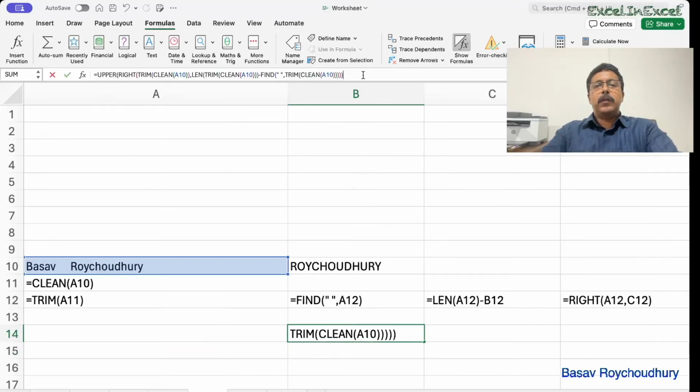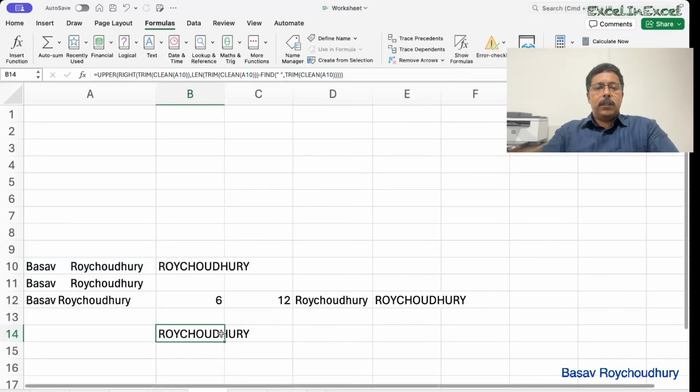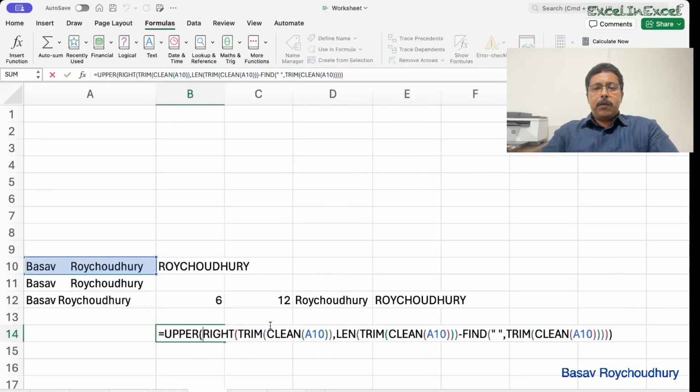Unfortunately can't see it here. We can see it here. So we had a clean, we had the trim. So clean of A10, trim of A11, that basically means trim of clean of A10. That is the way we went ahead, and doing that what we got was this particular formula. If you find it difficult, feel free to use it in as many cells as you like. As you practice, maybe you will have a clearer understanding of what's happening.